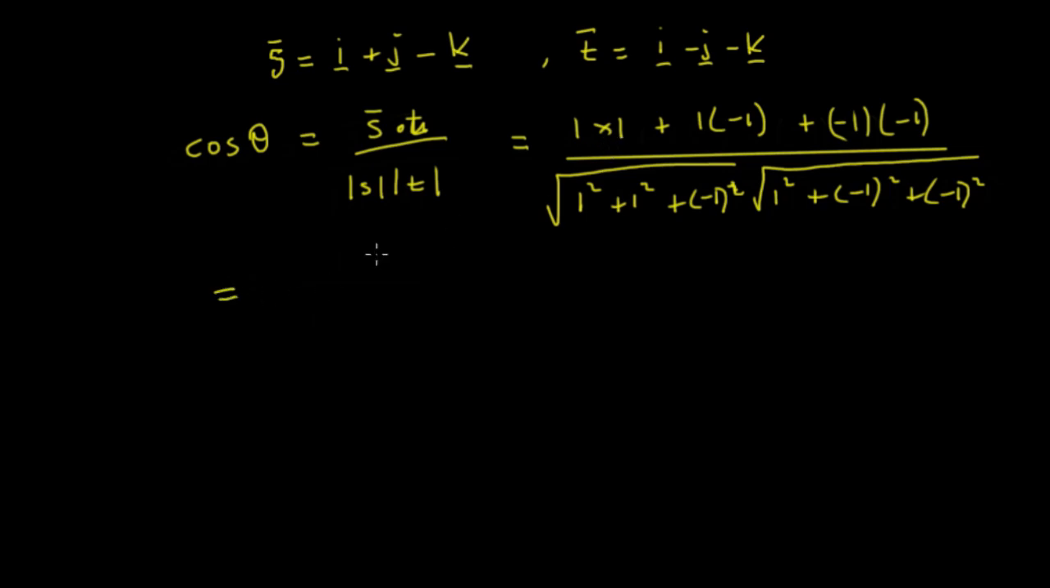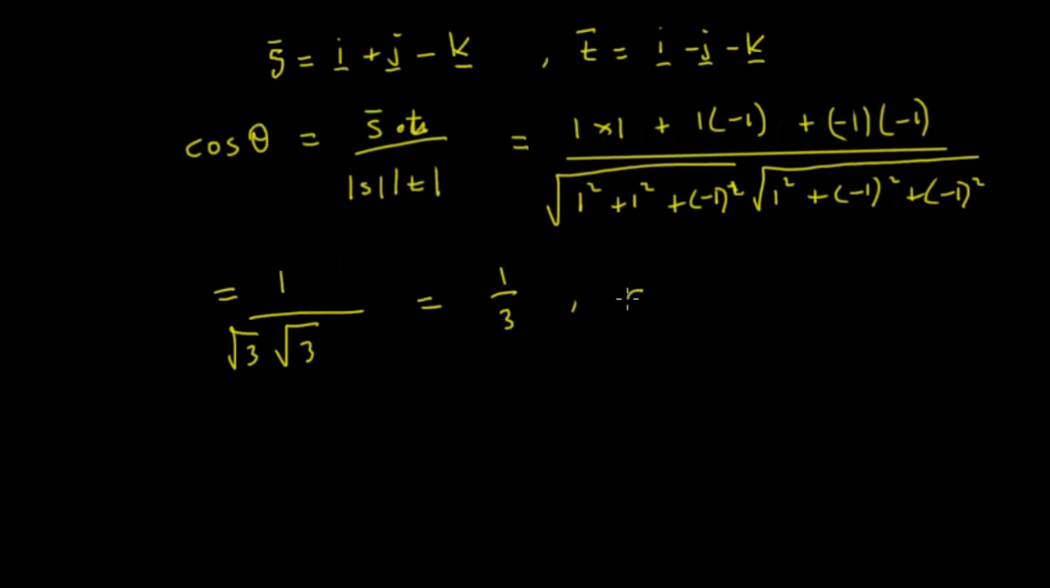So let's work out the arithmetic. It's going to be 1, and this is going to be minus 1, so that cancels. Minus 1 times minus 1 is plus 1, so it's just plus 1, divided by root 3 times root 3, since each of the squares is positive. So that's just equal to 1 upon 3. So now we know the cosine of the angle is 1 upon 3.